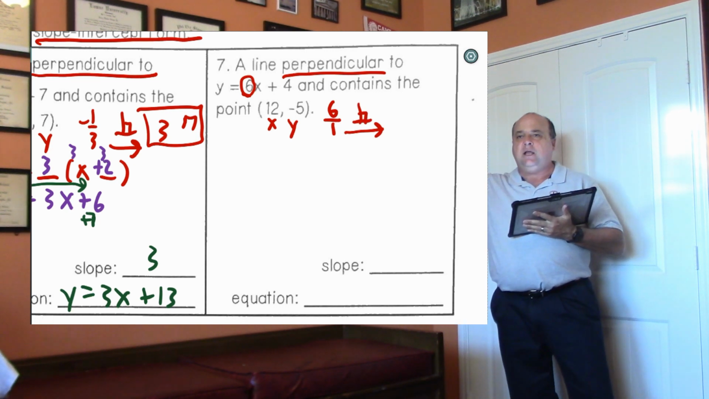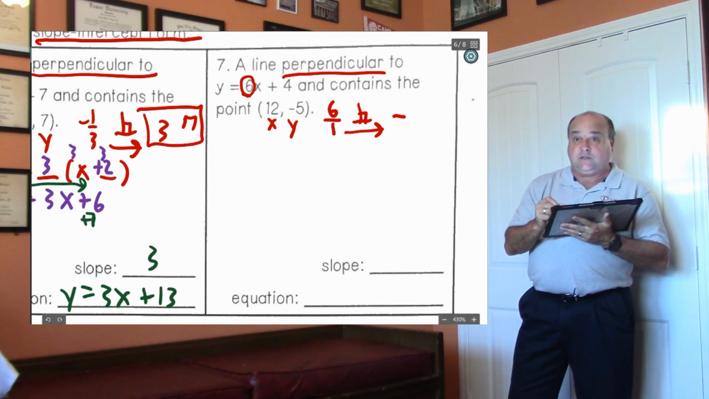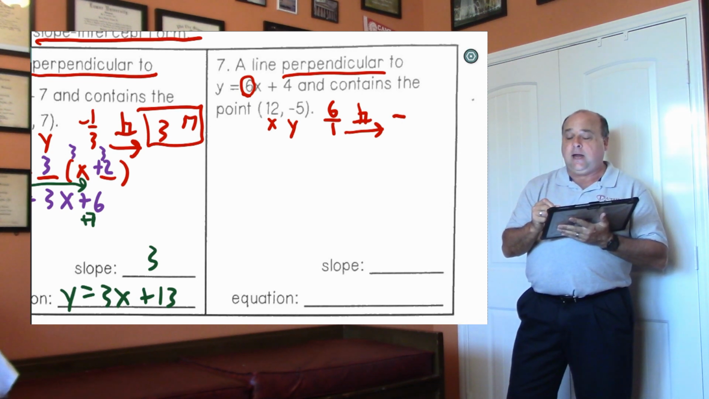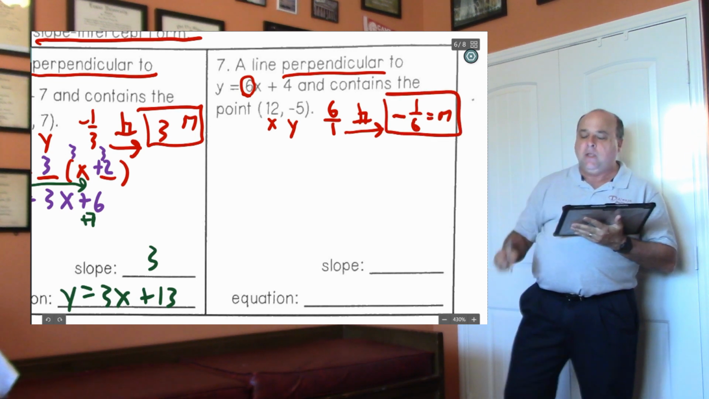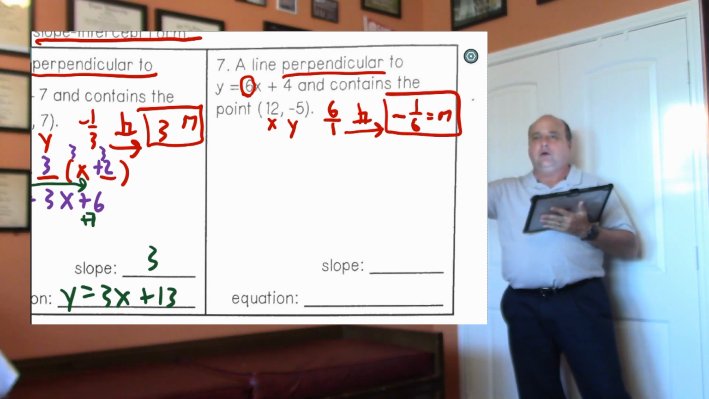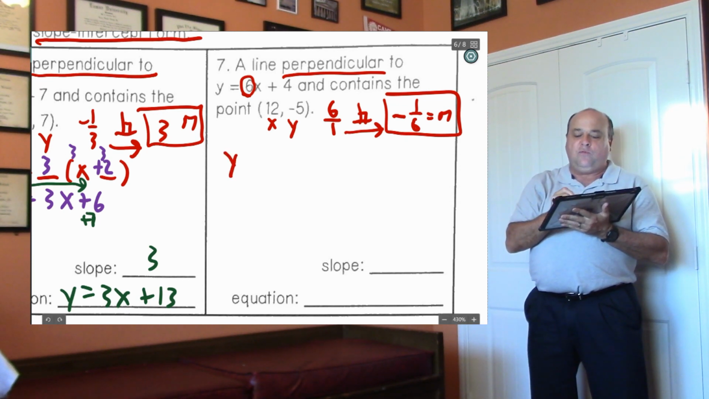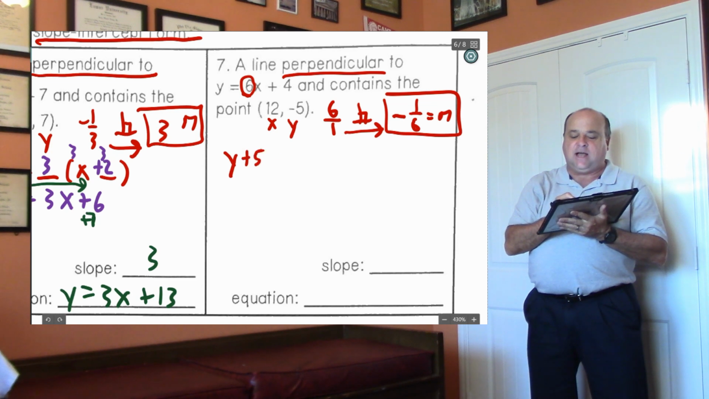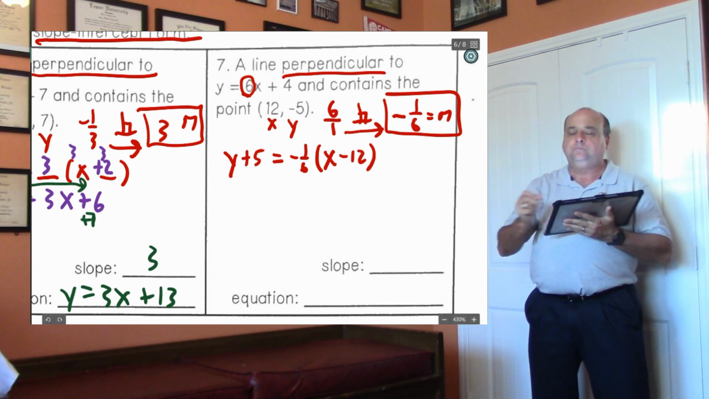And we're going to flip it and change the sign. So the 6 over 1 will turn negative, and it's going to get flipped to 1 over 6. That is going to be our slope. So we know our slope, we know our x and our y. We're going to plug it into point slope. So we're going to get y, the opposite of minus 5 is plus 5, equals, our slope is negative 1 over 6, parentheses x, the opposite of plus 12 is minus 12.